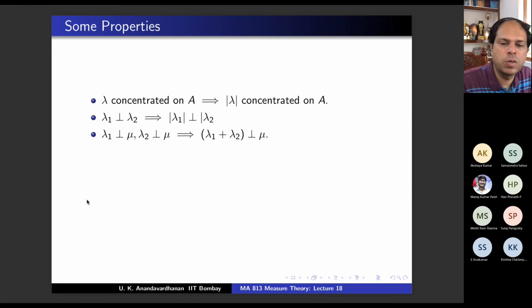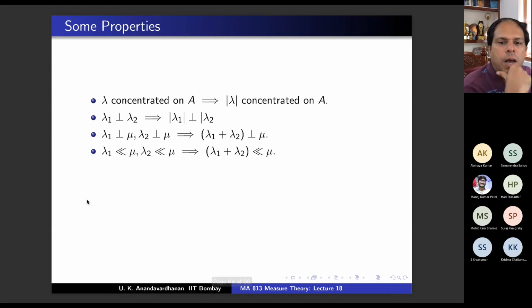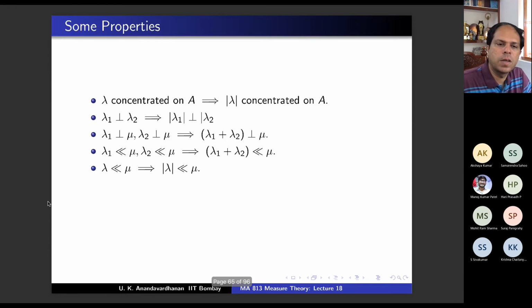Lambda 1 plus lambda 2 is mutually singular to mu. Absolutely continuous: we have to start with an E such that mu of E is 0, and we are asking whether lambda 1 plus lambda 2 of E is 0. That's obvious, because from what is given, mu of E is 0, therefore lambda 1 of E is 0 and lambda 2 of E is 0, so lambda 1 plus lambda 2 of E is 0. Clear? What about this? If mu of E is 0, you have to show that mod lambda of E is 0. But it's okay because it's the supremum over partitions of the modulus.